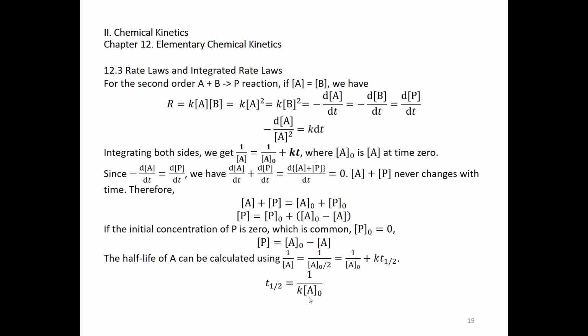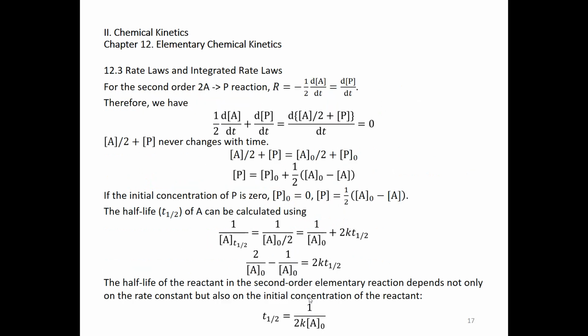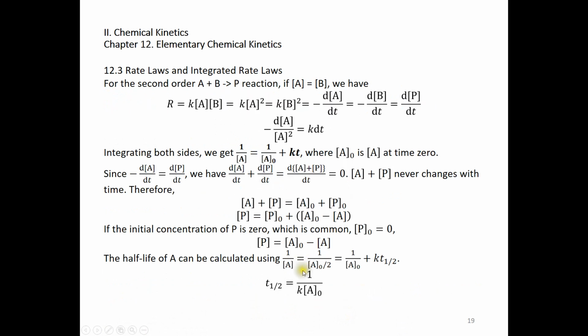So I'm going to show you that half-life. It's 1 over 2k A naught. Here it's 1 over k A naught. Again, it's just because if you look at this equation, 1 A, 1 P. In the previous equation, it's 2 A, 1 P.